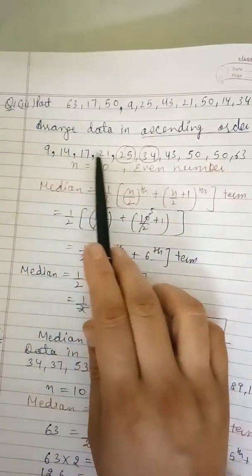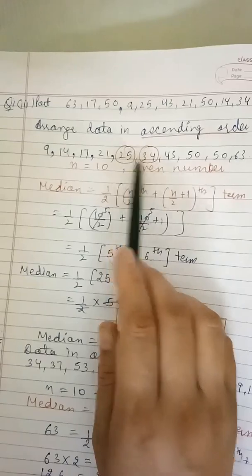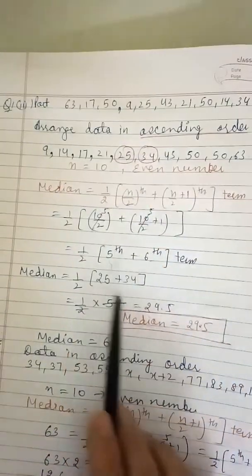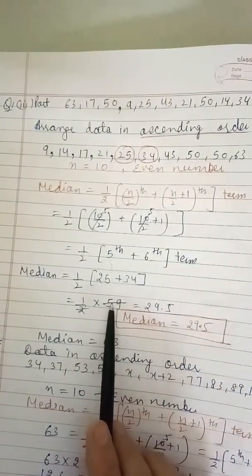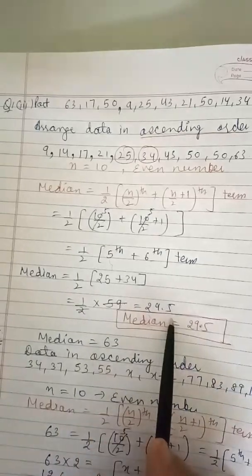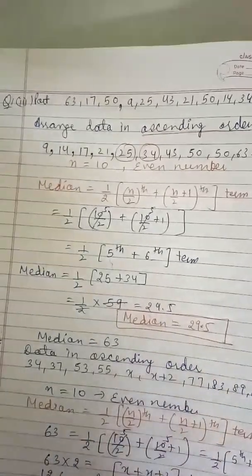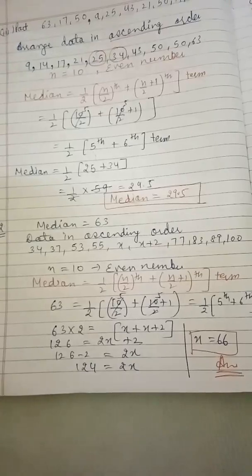The 5th term we will count. 25 is the 5th term. Then 34 is the 6th term. 25 plus 34 is 59. So half into 59, your answer is 29.5. Come to question number 2.